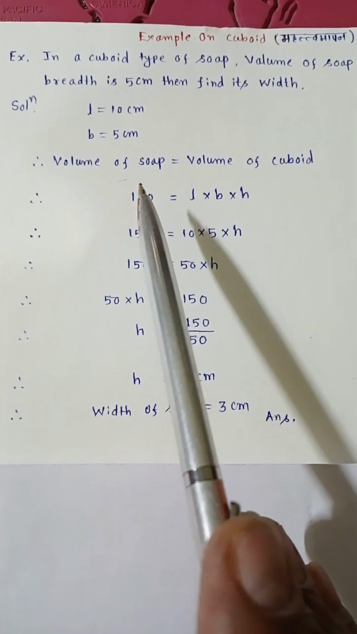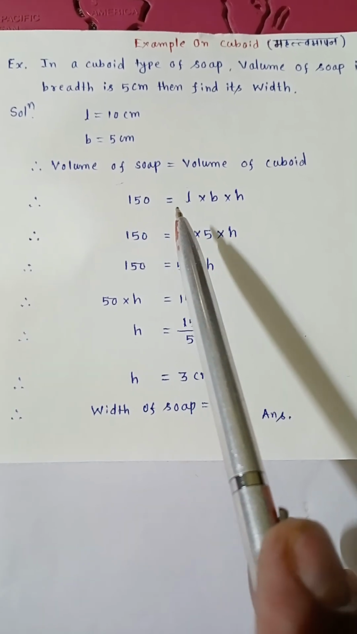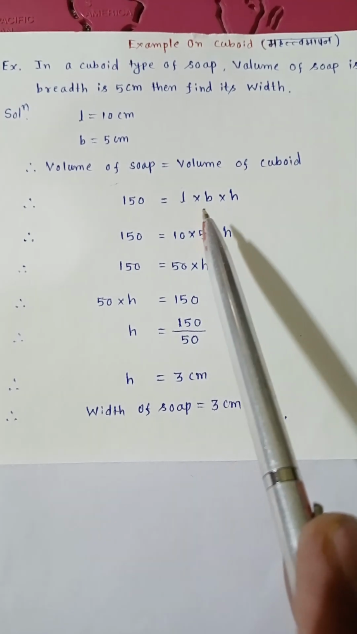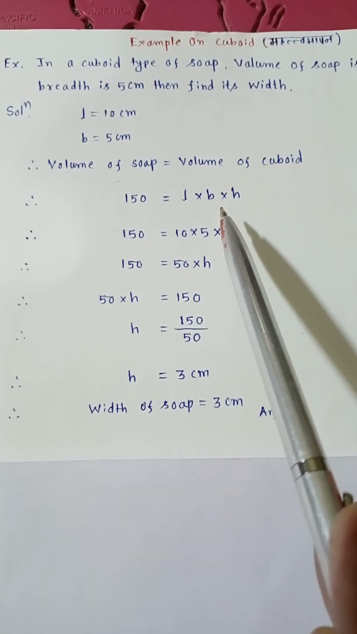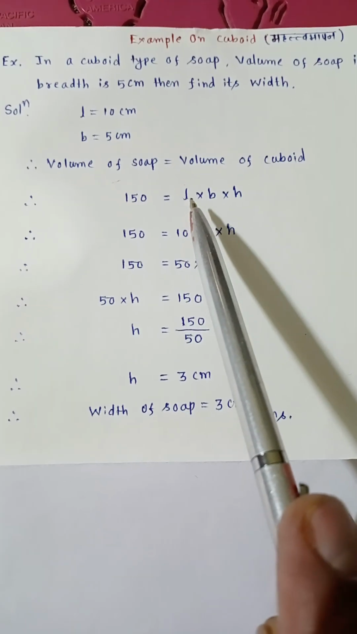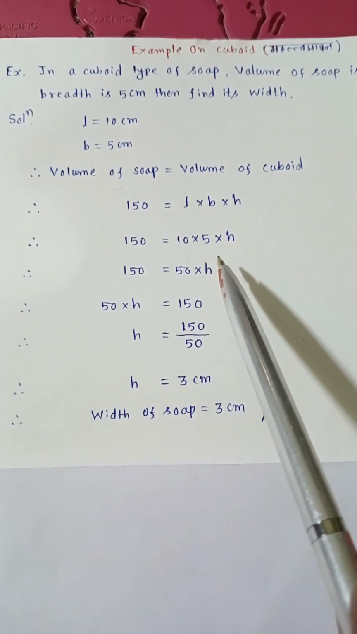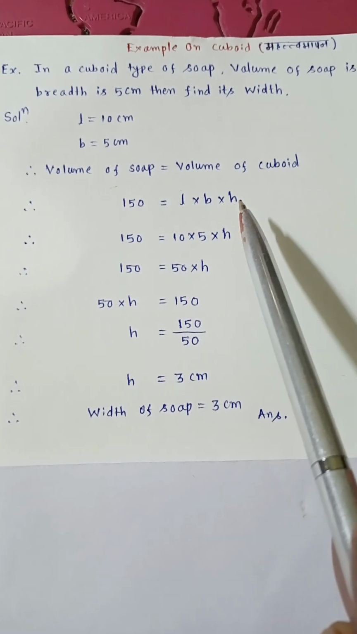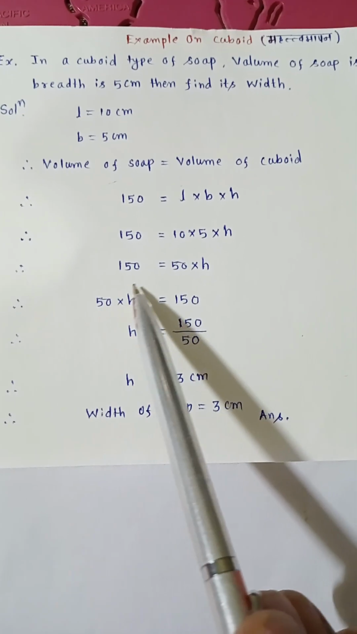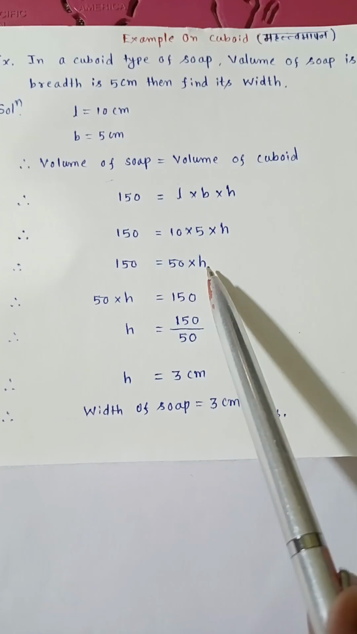Therefore, put value in the volume of soap: 150 is equal to formula of volume of cuboid, which is L into B into H. Therefore, 150 is equal to value of L is 10 into value of B is 5 into H. We have to find width of soap, that is H. Therefore, 150 is equal to 10 into 5, that is 50 into H.